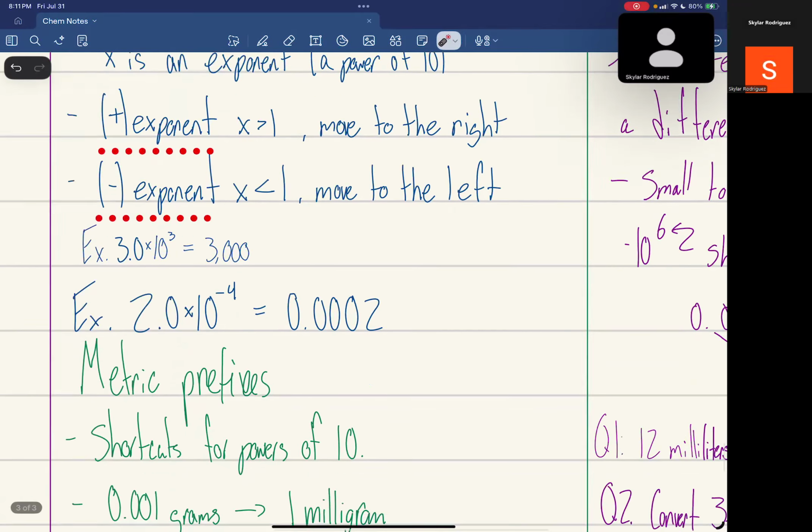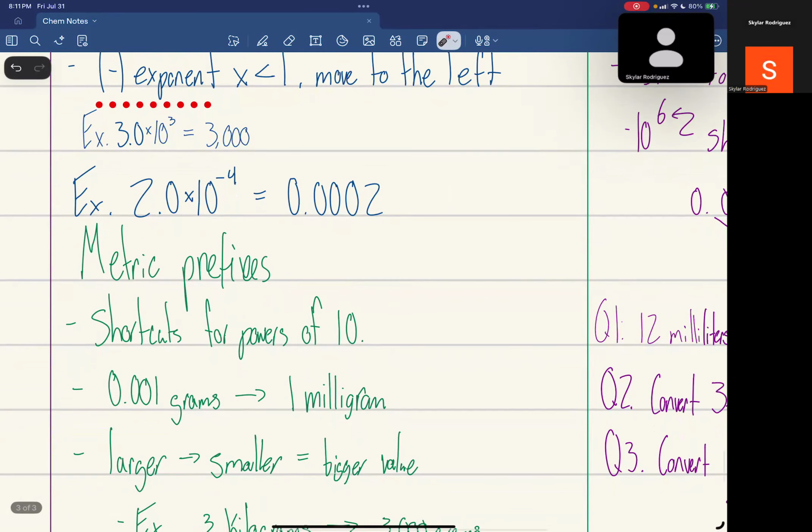Now that we've gone over the most common SI units and scientific notation, we will discuss the different metric prefixes. Metric prefixes are just shortcuts for powers of 10. Instead of writing 0.001 grams, we say 1 milligram.